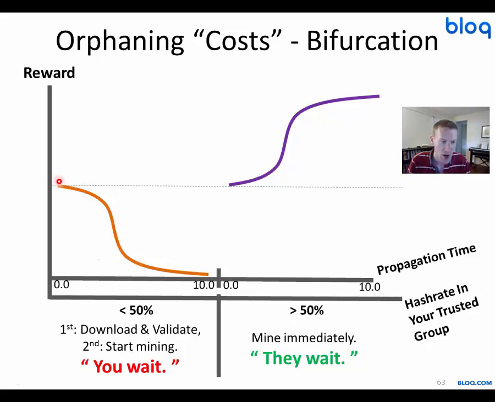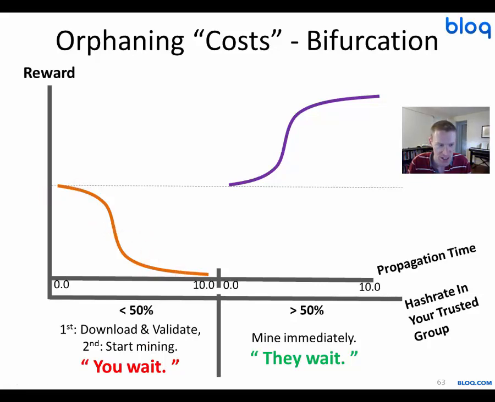So Peter R. presented in Montreal this concept here, that if propagation time increases, these two each here are propagation time within 2 categories of you being in a greater than 50% hash rate group or you being outside of a greater than 50% hash rate group. So within these, propagation time runs from 0 to 10. And he was arguing that it's bad for you if propagation time goes up. People need to wait until they've downloaded and validated your block until they start mining.